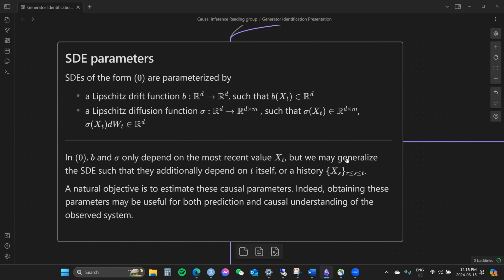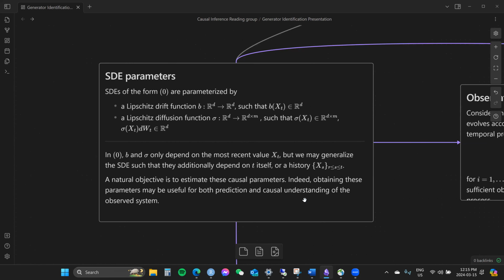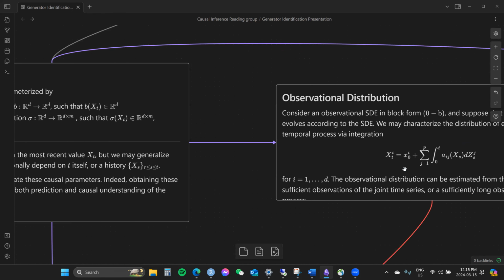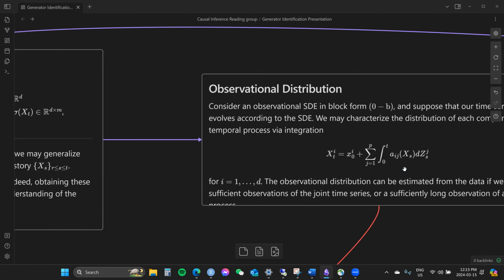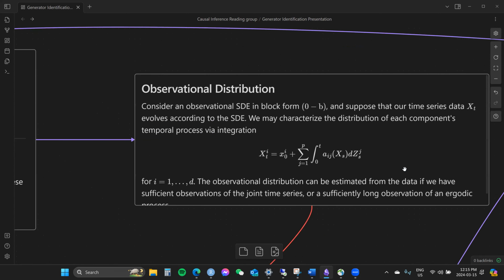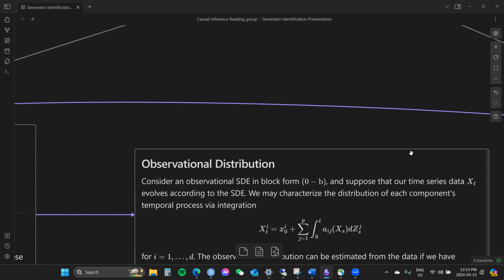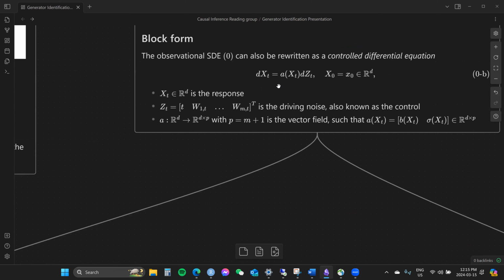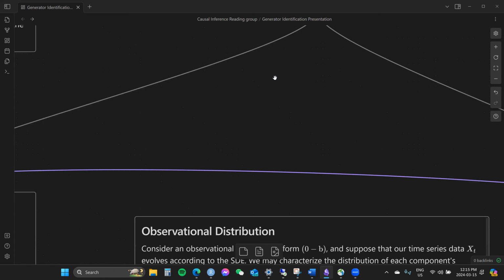Okay, the strongest possible thing you can get is getting these parameters. Why? Because if you know the parameters, you can get a lot of things. For one, it can give you a theoretical characterization of the observational distribution. You could do that using stochastic integration. So if you know the parameters, then, okay, this is in block form, you could just integrate the SDE and then characterize the distribution of your solutions. So that's a nice property.